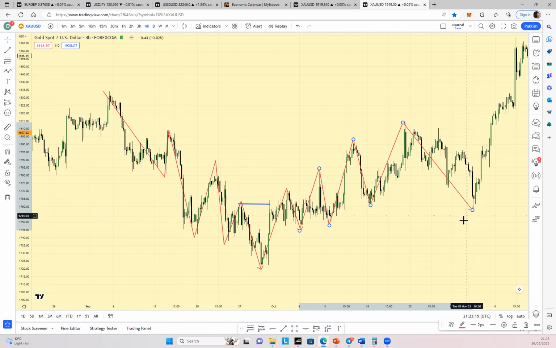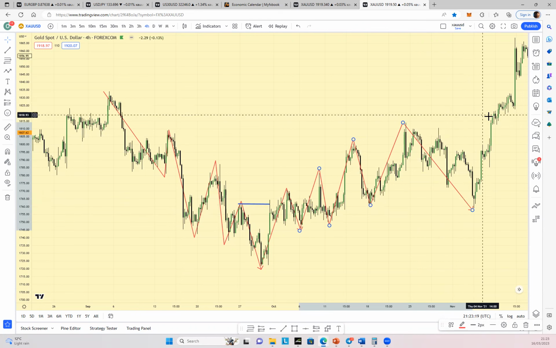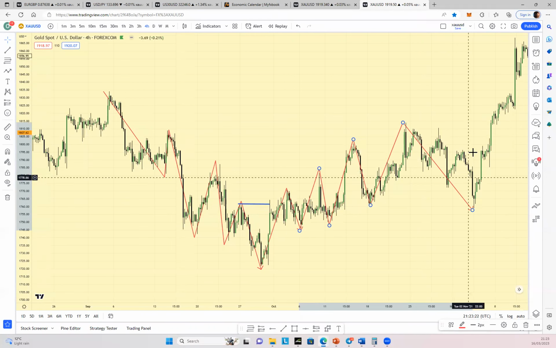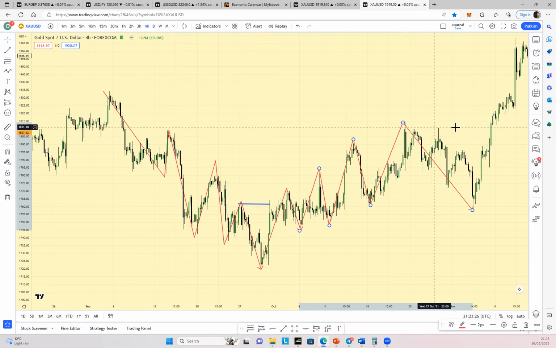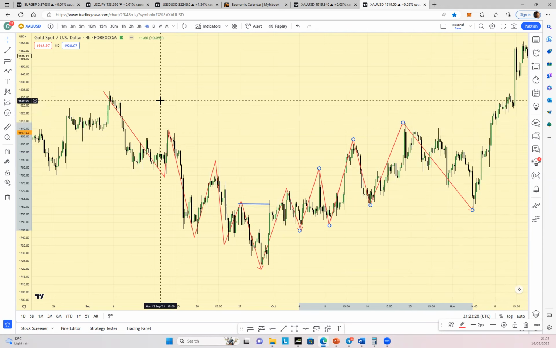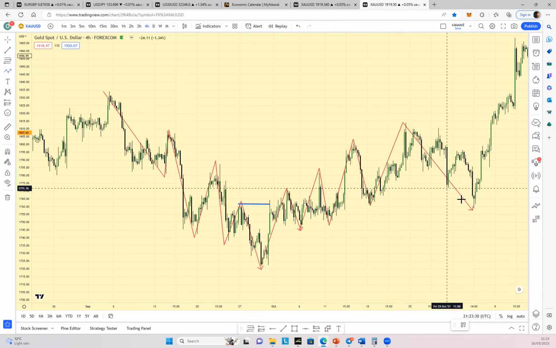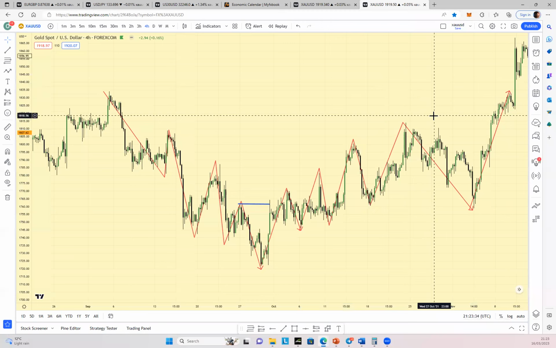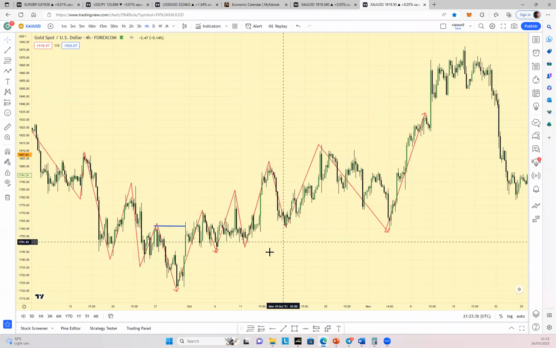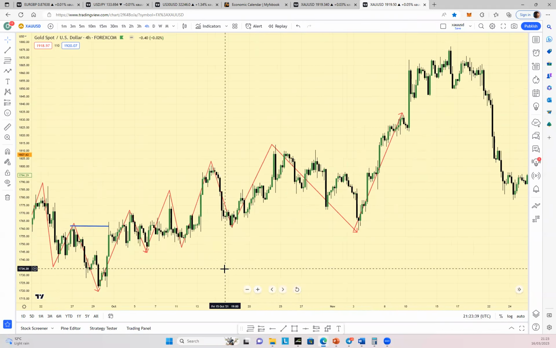And why did it come down to here? Because we need to find the breaking point, exactly what would break this point. And what broke this point is here. So we need to find the next high. And the next high would be here. Does that make sense?